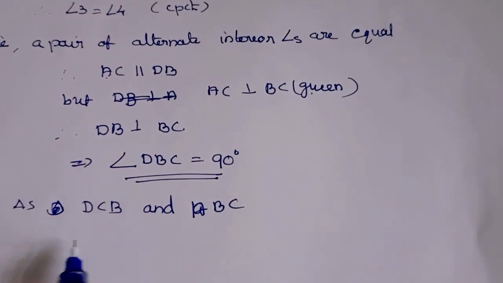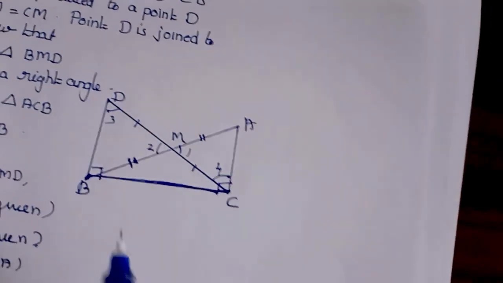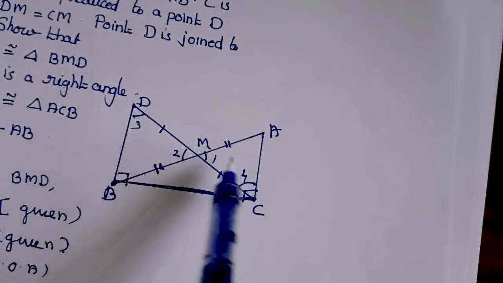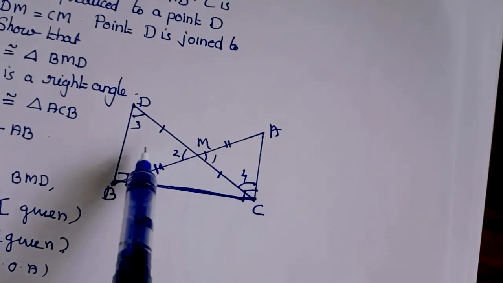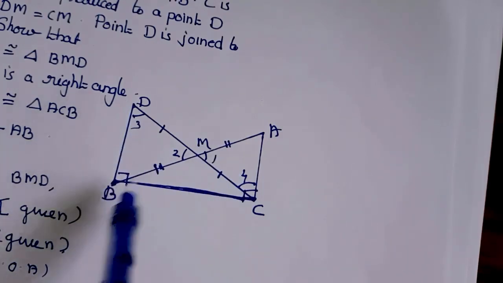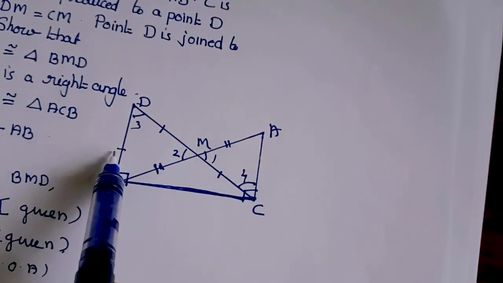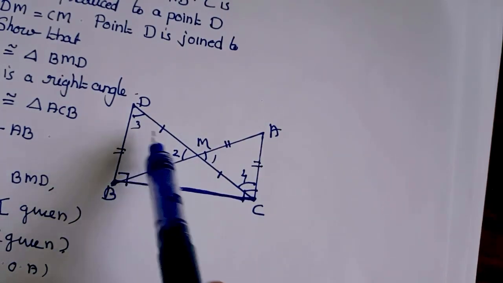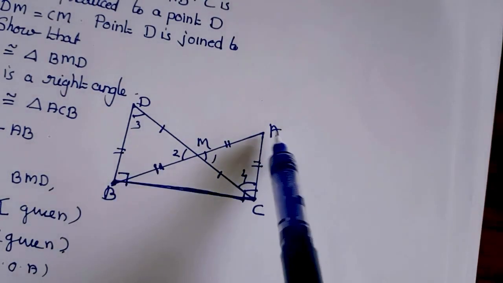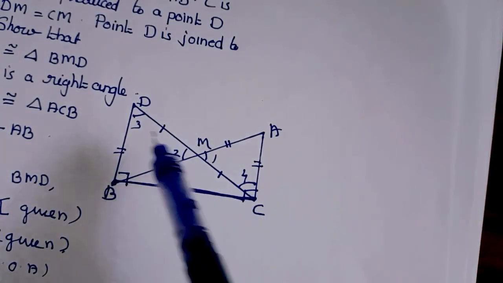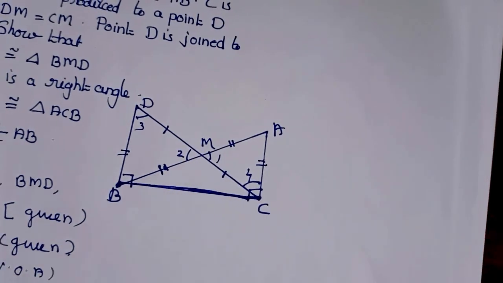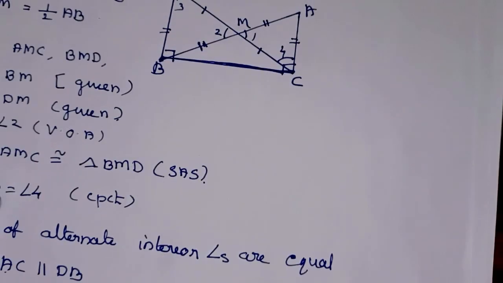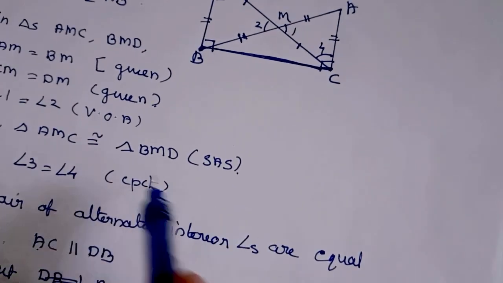In triangles DCB and ABC, we have BD equal to AC, reason corresponding parts of congruent triangles. These two triangles are congruent, we proved. Hence we get DB equal to AC, reason CPCT, since triangle BMD is congruent to triangle AMC. We proved that BMD is congruent to AMC. So here we can write triangle AMC congruent to triangle BMD, reason SAS congruence.